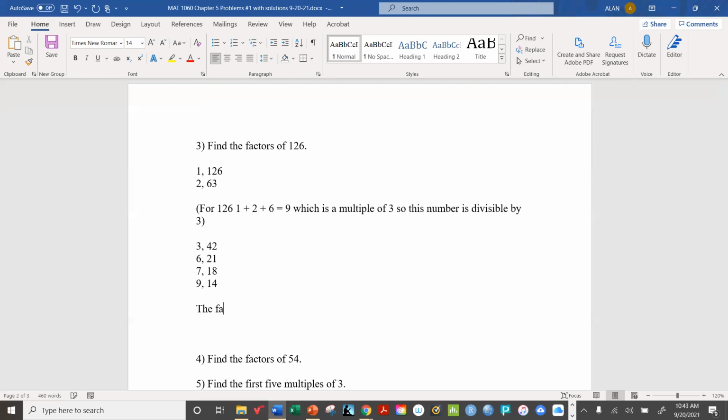So therefore, the factors of 126 are, we can list them all out, 1, 2, 3, 6, 7, 9, 14, 18, 21, 42, 63, and 126.